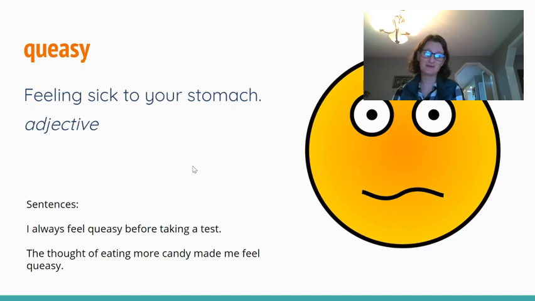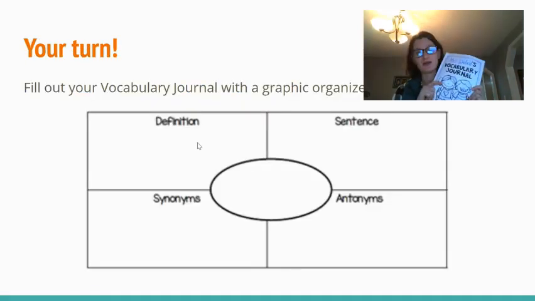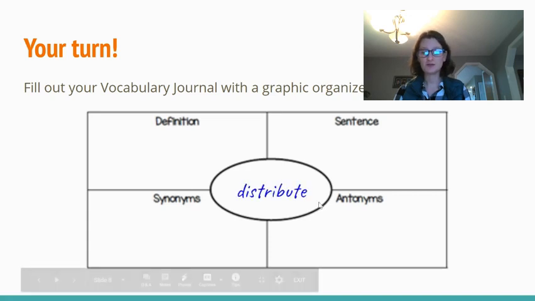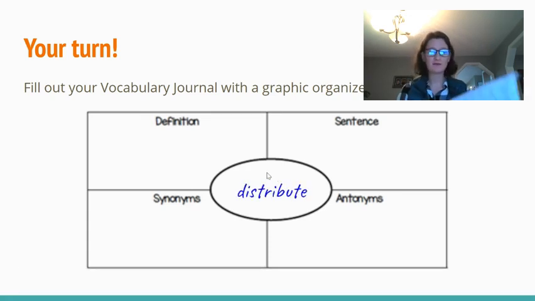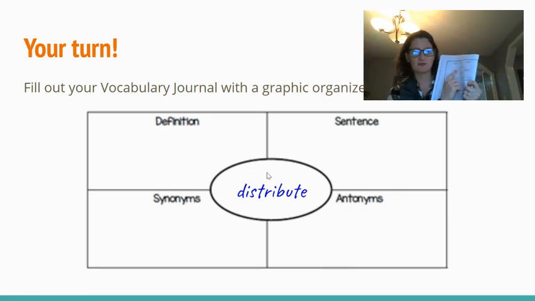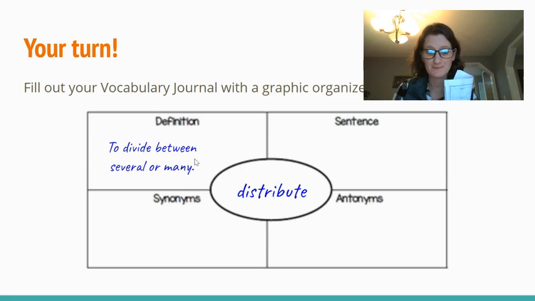So hopefully you will have heard of at least some of those words before anyway. So they'll be familiar to you and how to use them and what they mean. And what you are going to do now is get your vocabulary journal, open it up to that first section with the graphic organizer. By the end of this week, you will have 25 new fourth grade words that you have learned, which is just awesome. And so you are going to put each word in the circle, or the oval really, in the middle of the graphic organizer. So you've got the word in the middle, distribute. Then you are going to write in the definition, what does distribute mean? Means to divide between several or many.